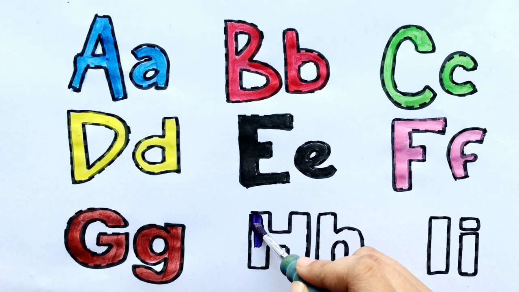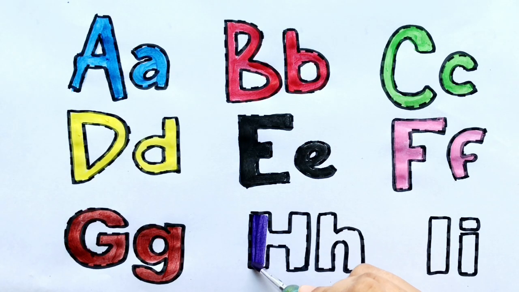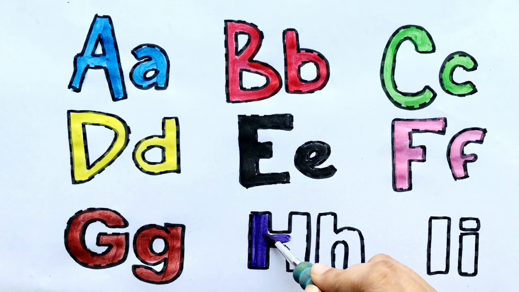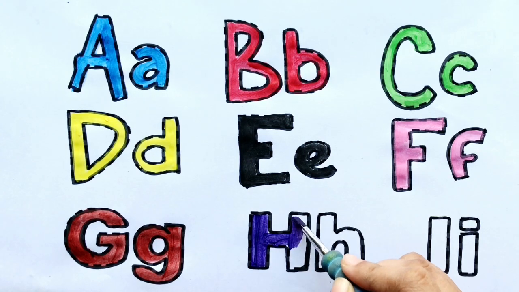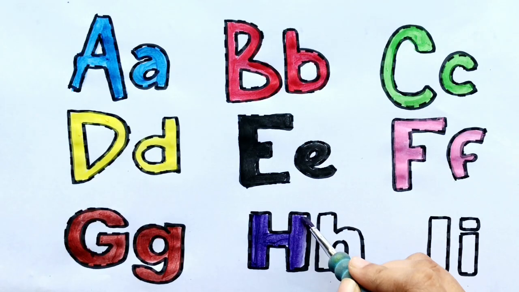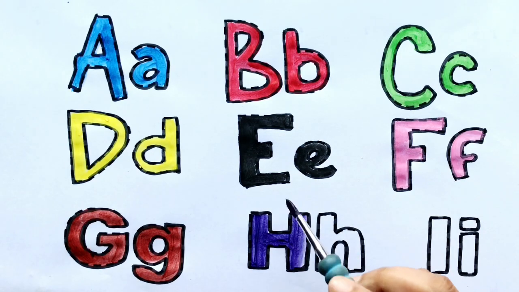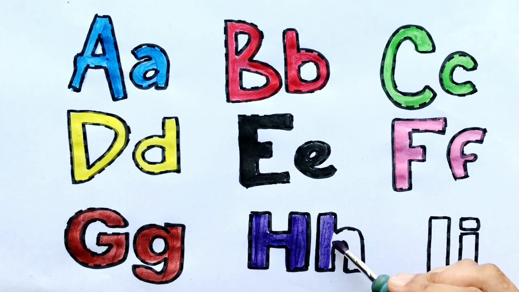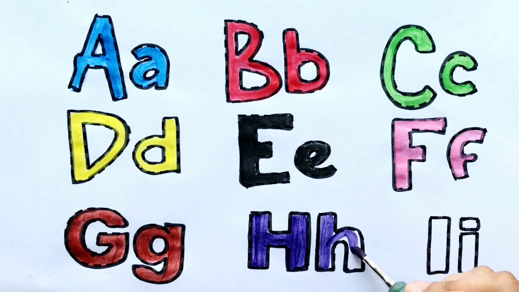A B C D. Purple color. G. Capital letter H. H for hen. L M N O P Q R S T U V W X Y and Z. Now I know my ABCs. Small letter H. H for hen. Next time, won't you sing with me?